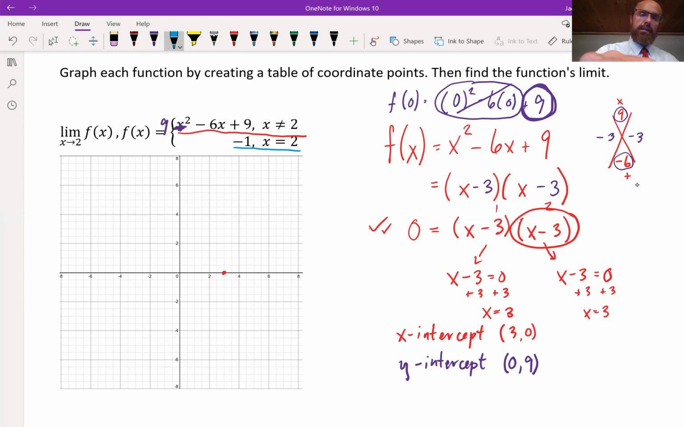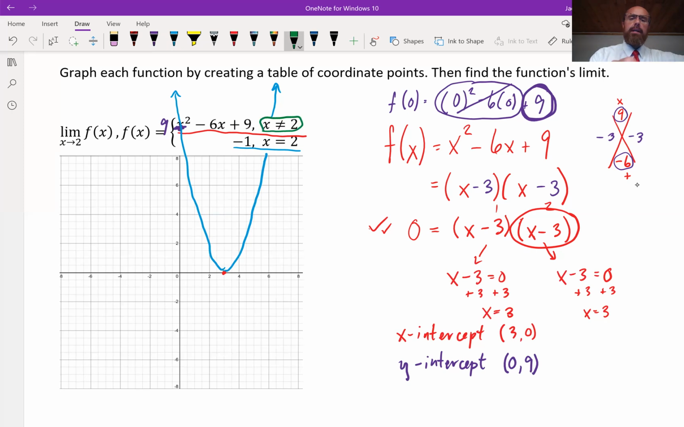So I see that it comes down through 9, and then at the x-axis at 3, it bounces back again because I had 2 of those, and goes up forever. So there's that first part. And again, that's another way to graph a quadratic. We could have done a nice table of values, but it's good to see what else is in the tool bag.